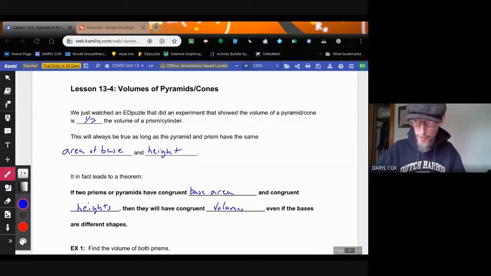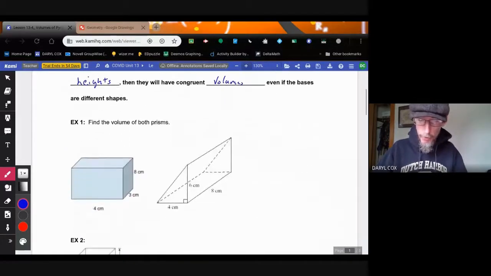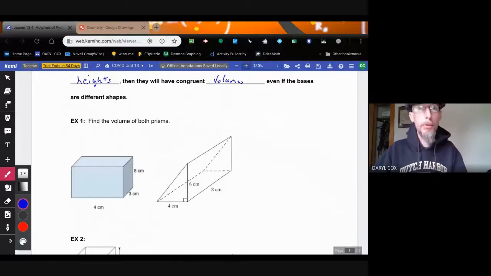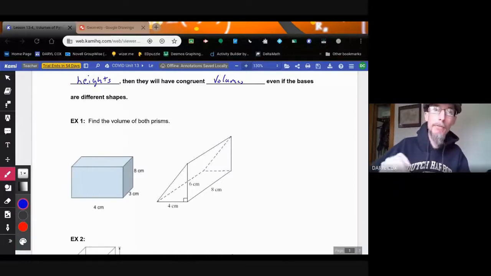Let's take a look at a problem like that. Find the volume of both of these prisms. Now notice these are both prisms, no pyramids here. The sides of both of these are all rectangular sides. Pyramids would have to have triangular sides. So that's a big note to make. Write that down: pyramids have triangular faces. Prisms have rectangular or parallelogram faces.